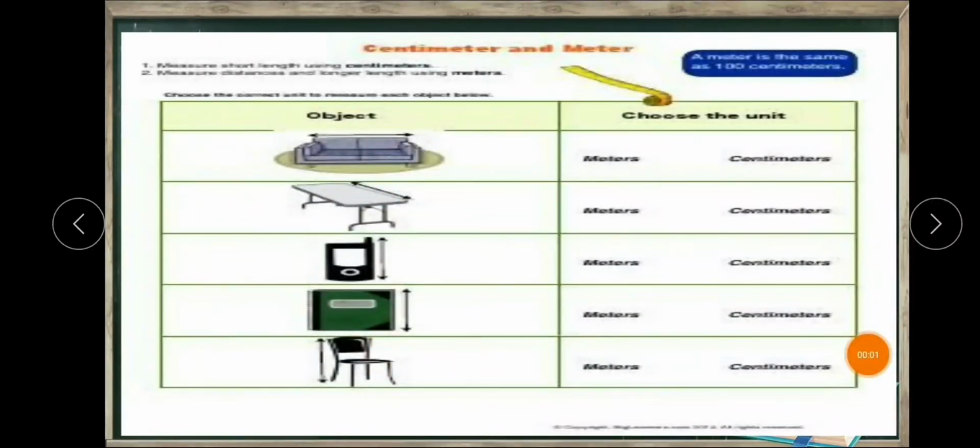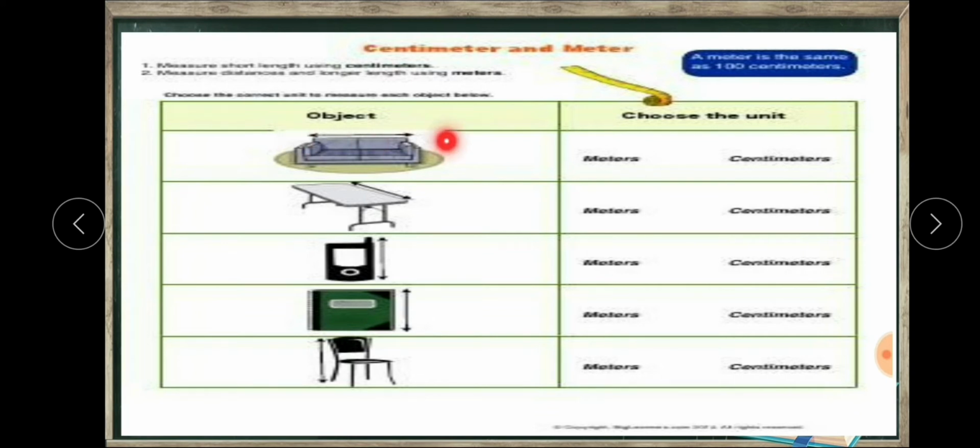Some objects are given here and we have to tell whether each is measured in meters or centimeters. In the previous slide, we learned that the objects measured in centimeters are like pencils, eraser, pencil box and so on. And the objects measured in meters are like the height of the door, height of your room, length of the dining table, length of the sari and so on.